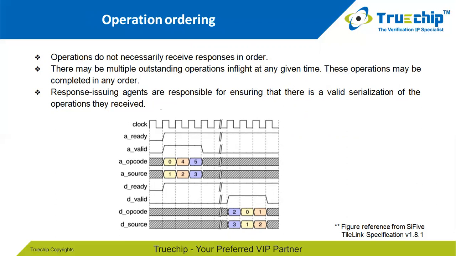and 2. In the TileLink network, there may be multiple outstanding operations in flight at a given time. These operations may complete in any order. Response issuing agents are responsible for ensuring that there is a valid serialization of the operations received.